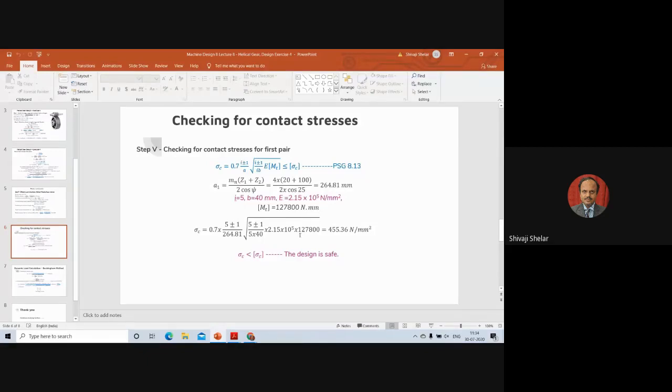Now we are putting this formula in the equation, putting in the values. So we get the induced stress, sigma C value, as 455.36 Newton per millimeter square. Now this value is less than your design stress value. Yes, this value is less than the design stress value. What is your design stress value? You can check the design stress value in the formula. We have calculated the design stress sigma C earlier, I think.